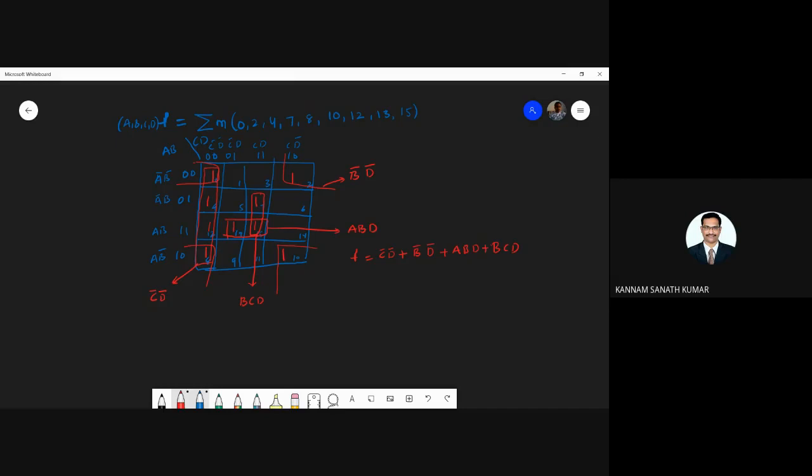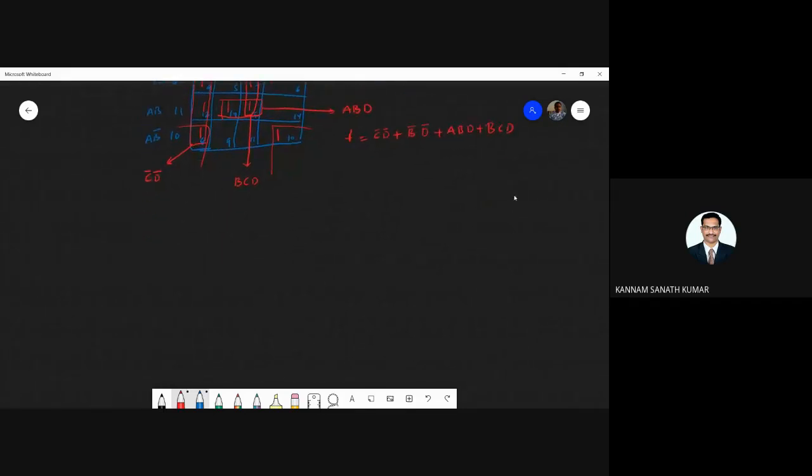So this one you can realize by using the universal gates, AND, OR, invert. That procedure is there. By using that procedure, you can realize this expression by using the NAND gates or NOR gates.